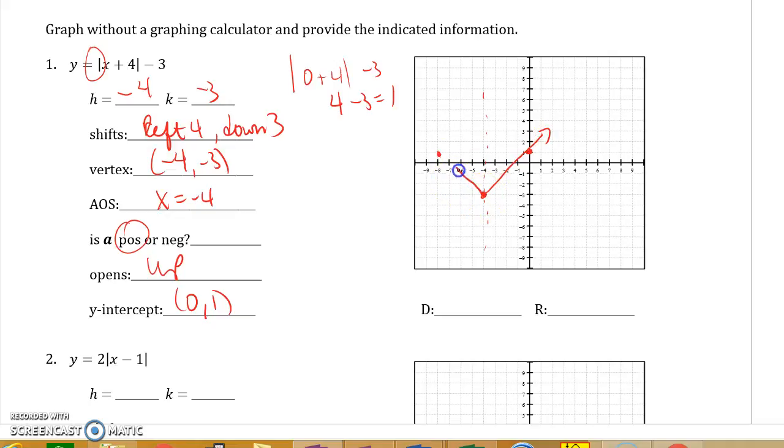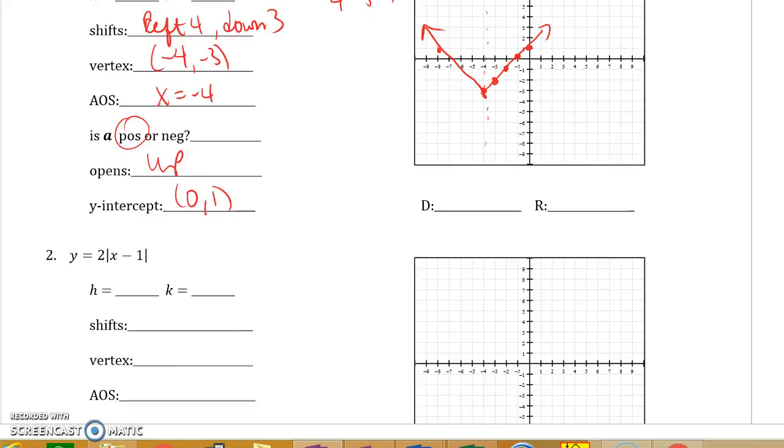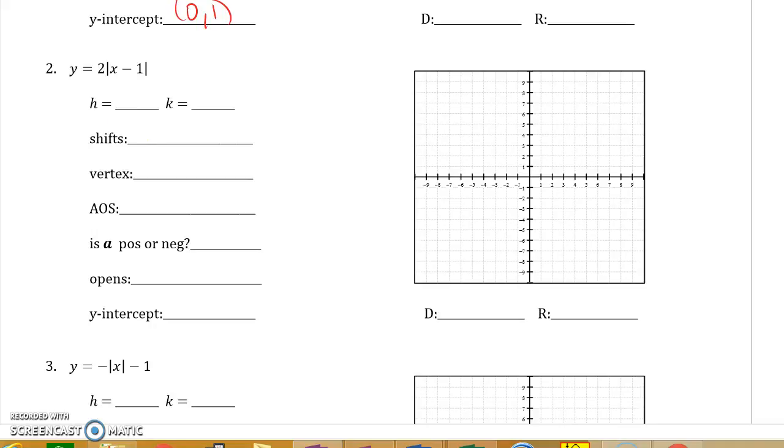And I'll show you another way you can make your V. Because these are straight lines, this number in front, this a, think of that as your slope of those two lines. So the slope is 1, so I can go up 1 over 1, up 1 over 1, just like I would with a normal line, how we did with the linear functions back in first semester. I can use the slope to graph my V if I wanted to. Let me show you that here.